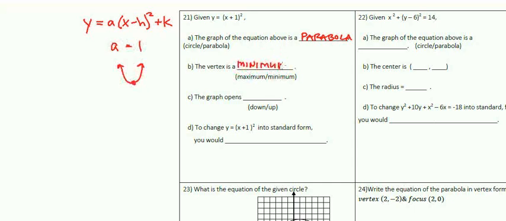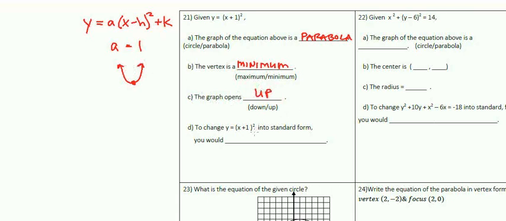If the a value were negative, the graph would be upside down and the vertex would be a maximum point. So letter C is already answered for us. The graph opens, we can see, for this sketch, the graph opens up.